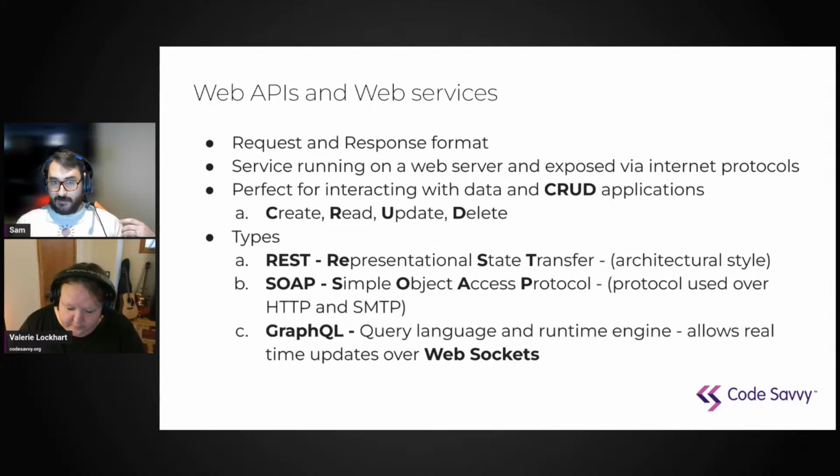Just like React at Facebook, they created a new technology called GraphQL, which is a query language and a runtime engine. It allows us to ask for specific pieces of data or manipulate specific pieces of data, and we'll get to see an example of what I mean by that. But it also uses an internet protocol called WebSockets, which allows for live two-way traffic.